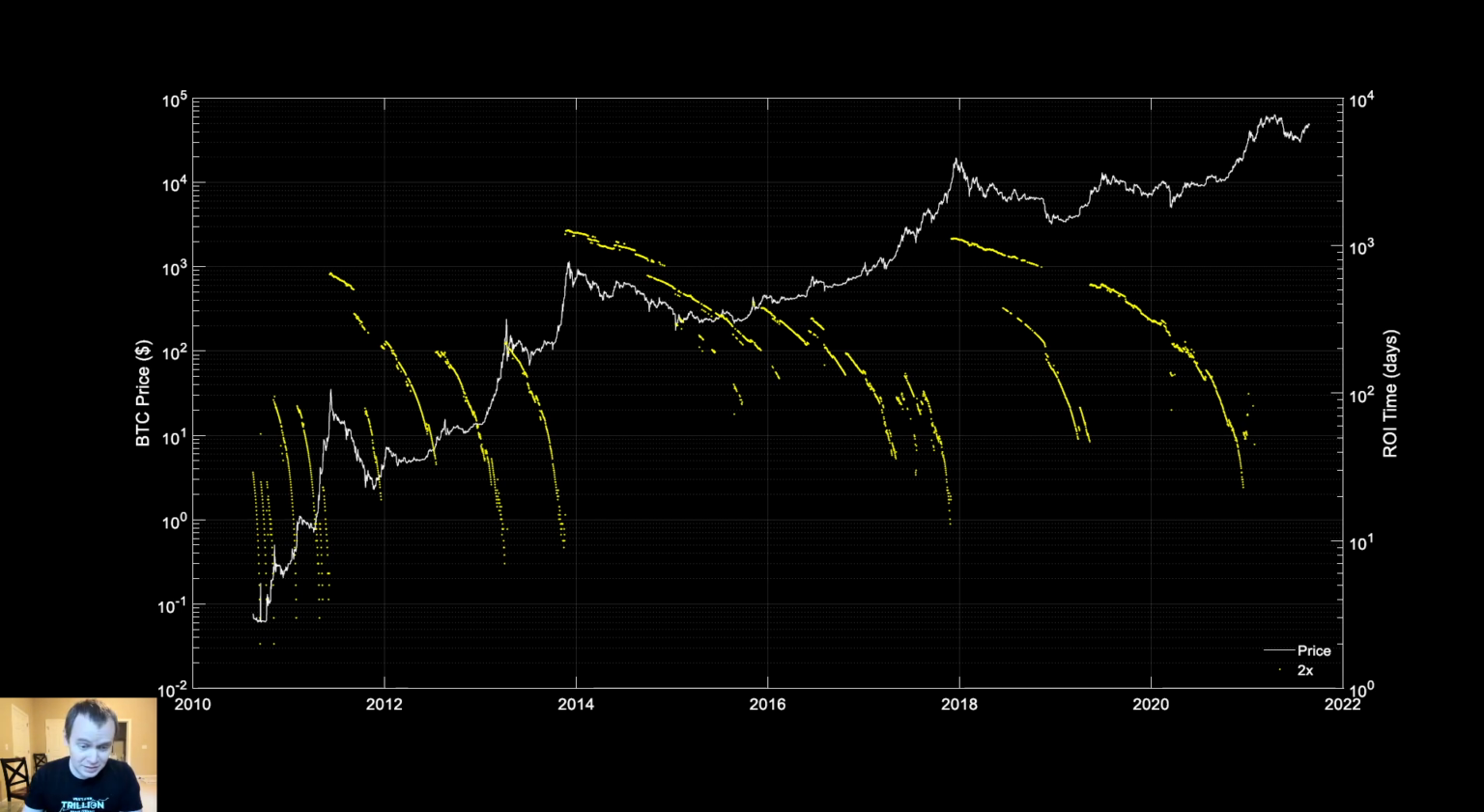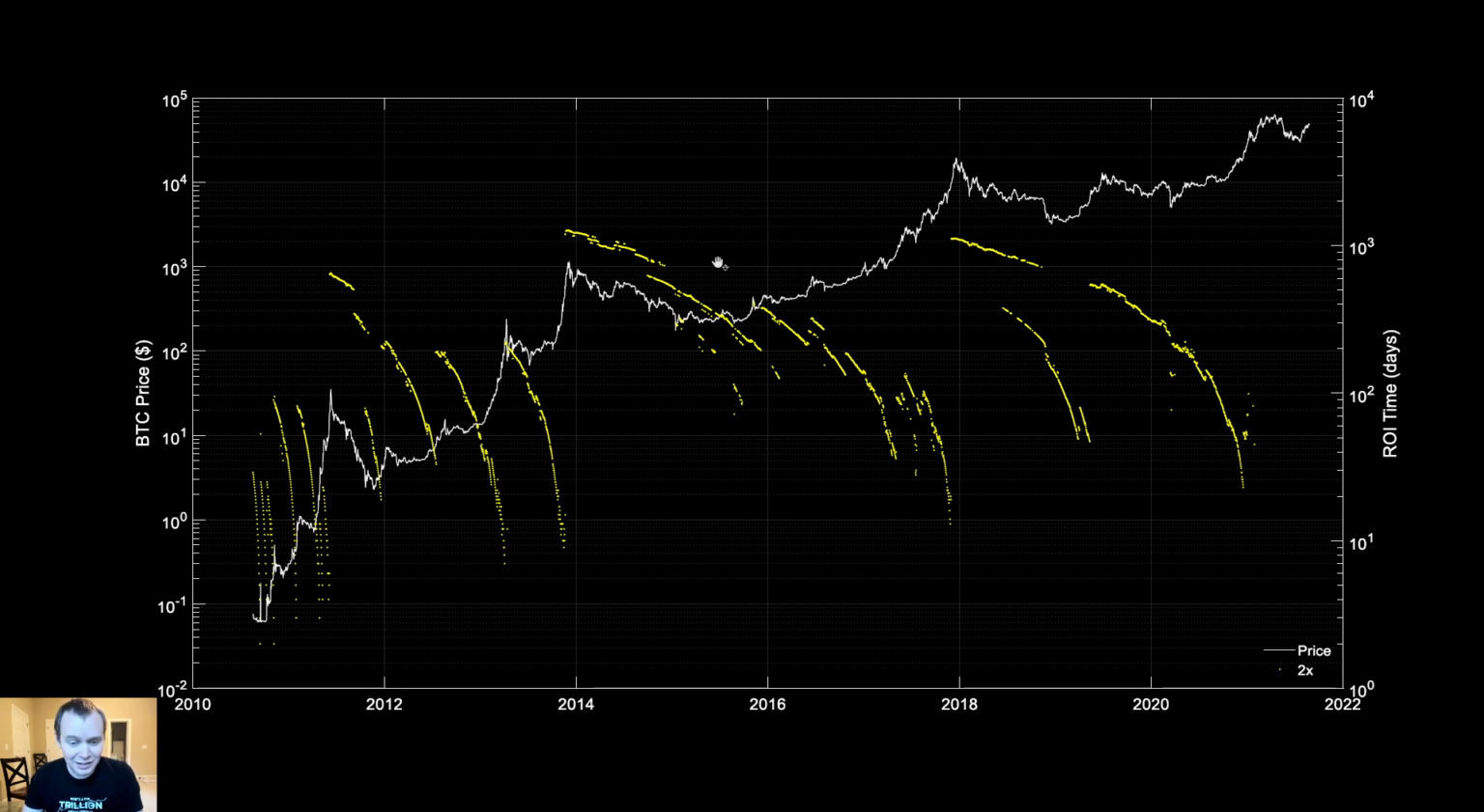So for instance, if you bought Bitcoin in 2013 right here, to see how long you would have had to wait for a modest 2x, you just find the yellow dot corresponding to that time frame, scroll up, and go all the way over, and you can see it would have taken just over 1,000 days. This would have been had you bought it at the market cycle peak.